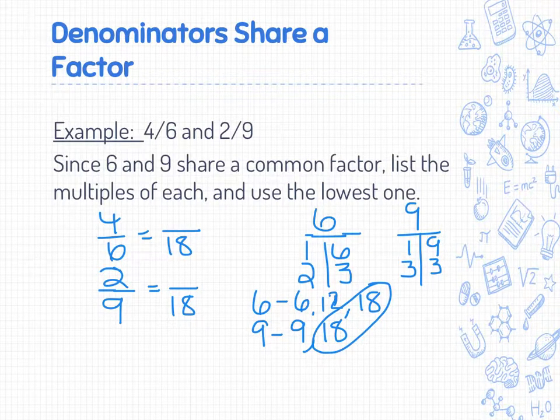So now we rewrite these fractions as equivalent fractions. 6 times 3 is 18, so I would multiply the 4 by 3 as well. 4 times 3 is 12.